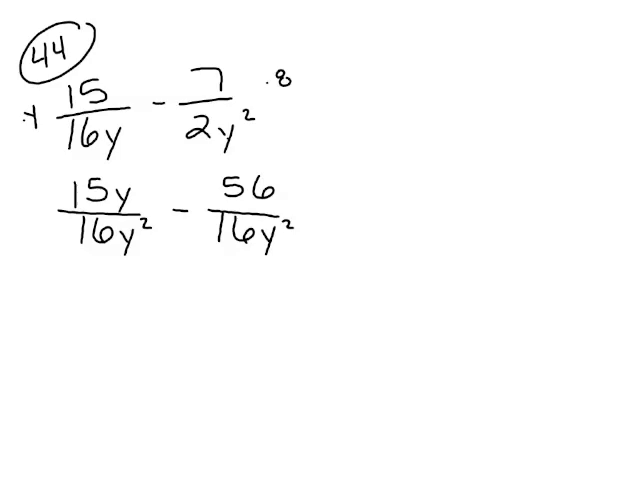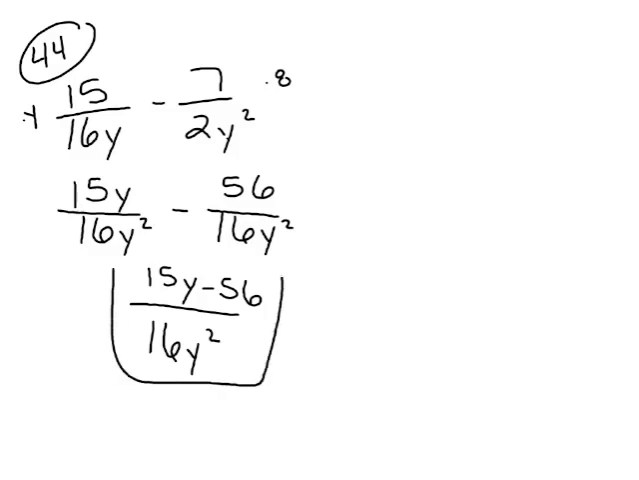Okay, now I have common denominators. So 16y squared is on bottom. What's on top? 15y minus 56. Will that simplify down at all? No. Okay, so there would be my final answer.